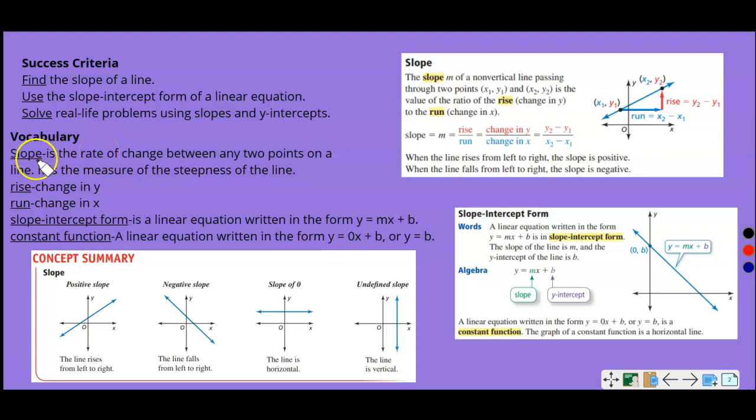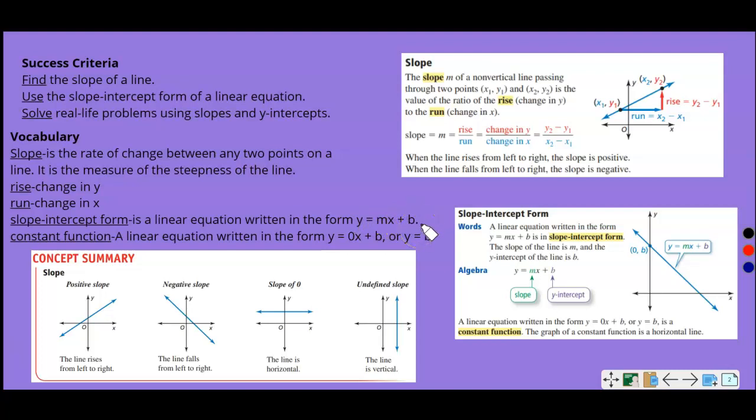Key vocabulary: slope is the rate of change between any 2 points on a line. It is the measure of the steepness of the line. Rise is your change in y's. Run is your change in x's. Slope-intercept form is a linear equation written in the form y equals mx plus b.